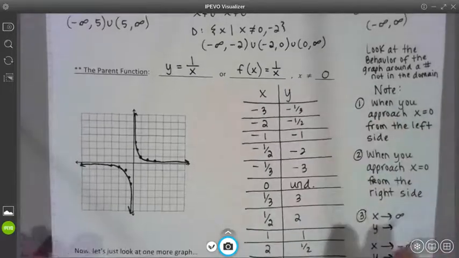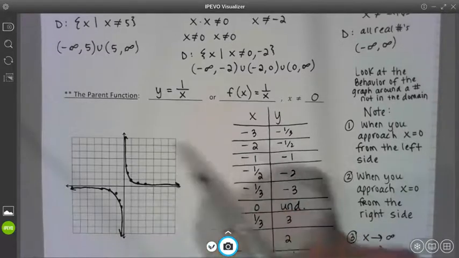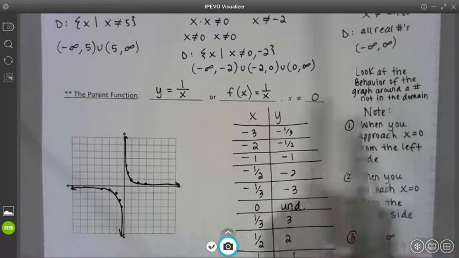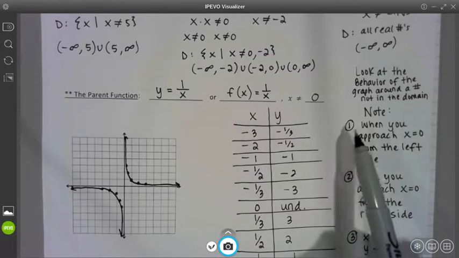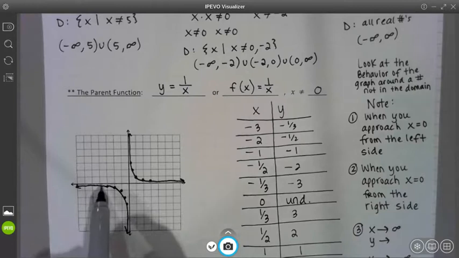All right, perfect. I just want to take note of a few things. X was not allowed to be 0. So you always want to pay attention to the behavior of the graph around a number that was not in the domain. Look what the graph is doing around that number. X is not allowed to be 0, right? So number one, I want you to notice when you approach x equals 0 from the left side.